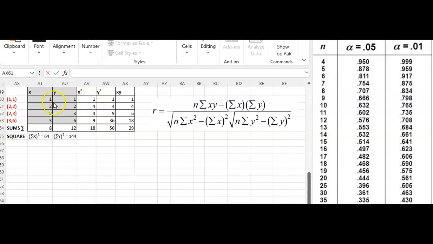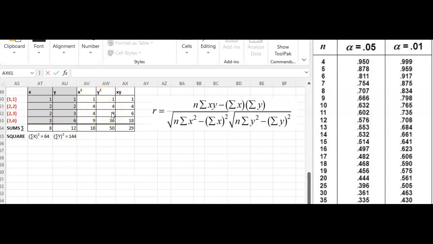So x squared is simply x times x. So 1 times 1 is 1. 2 times 2 is 4. Again, and then 3 times 3 is 9. So this column is x squared.